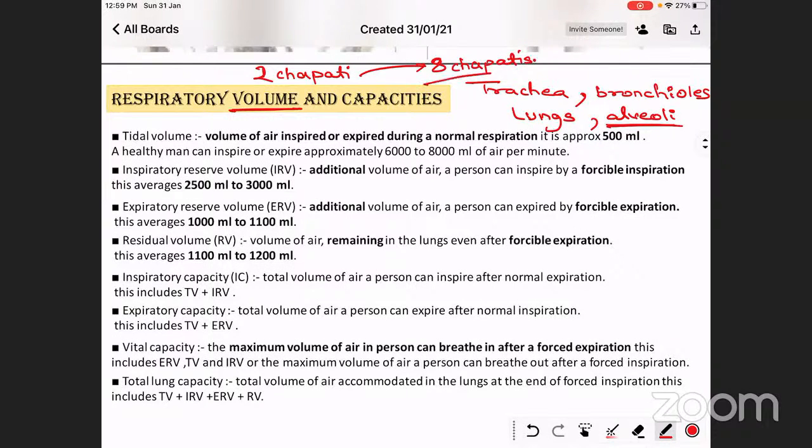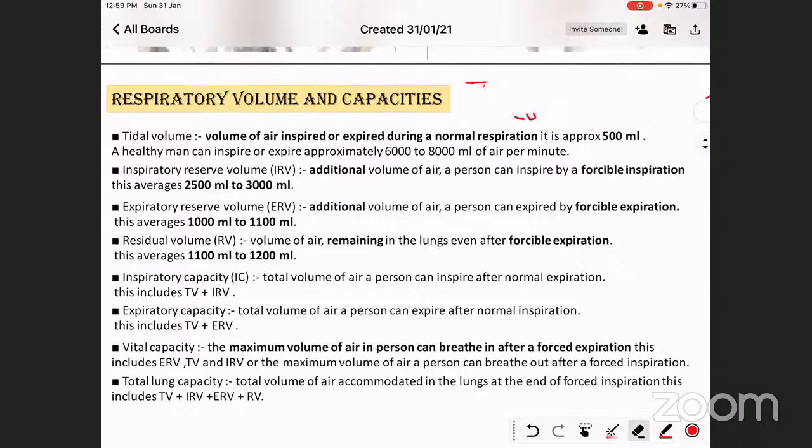So this 8 is the capacity, that you can fill up to the maximum level. Your lungs, your trachea, your complete respiratory tract is made for this much capacity only. You cannot take it further. Okay, so let's talk about what are the volumes and capacities that are present.